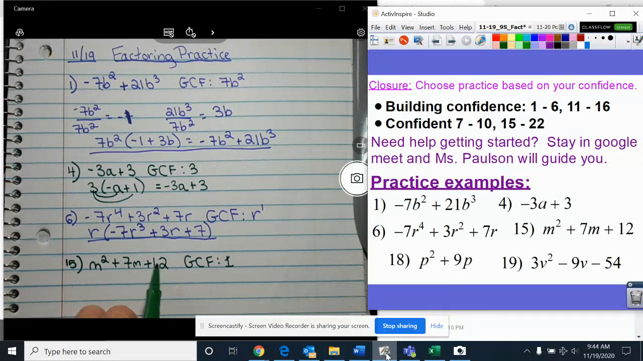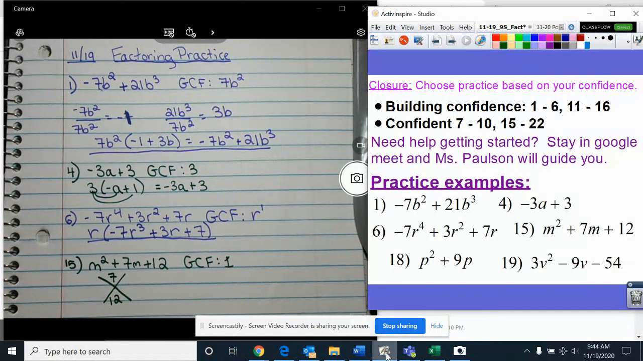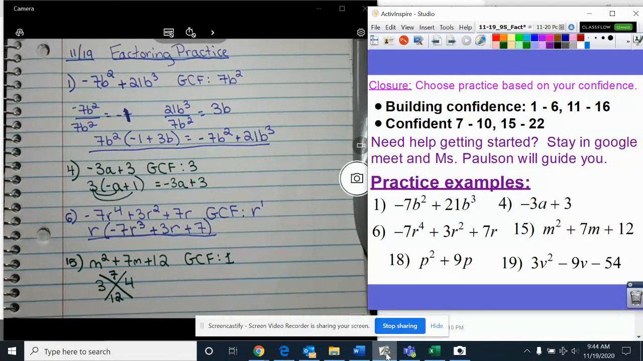So I look at these two values and I think, what two numbers are going to add up to 7 but multiply to 12? Remember this diagram we used in class? Well, two numbers that add up to 7 but multiply to 12 are 3 and 4.